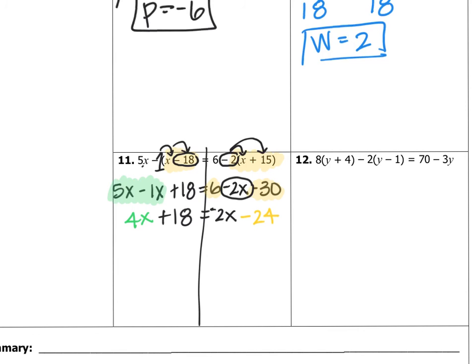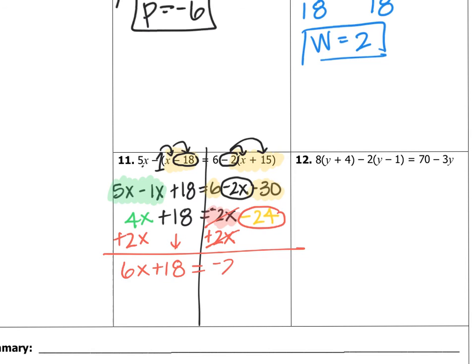My last thing is to move my x's to one side. So this is a -2x. So to get that to the other side, I have to do the opposite, so I'm going to add 2x. So 4x plus 2x makes 6x. I haven't touched this 18, so plus 18 equals my -2x, my +2x cancel, and I'm left with -24. So again, remember that minus sign means that number is negative.